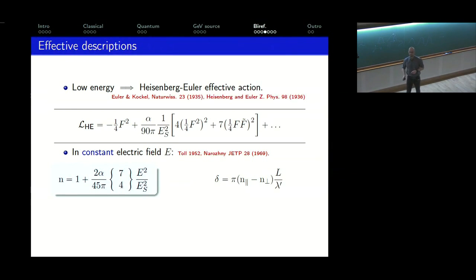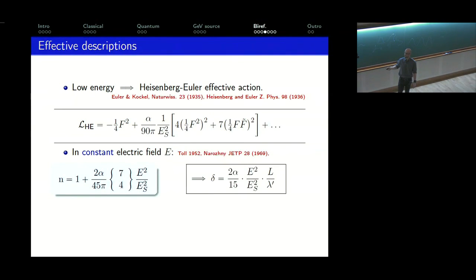From this effective action, you can derive an expression for the refractive indices of the vacuum. Given by 1, that's what we think of as vacuum, plus fine structure constant times a number, 7 or 4, depending on whether you're looking at n parallel or n perp. And then you have the square of your laser electric field strength over the Schwinger field. There's the expression for the ellipticity induced by birefringence. Take these refractive indices, plug it into this equation. That's what you get.